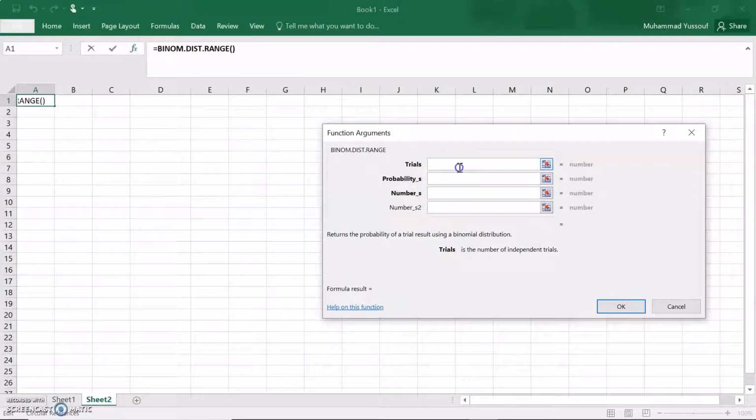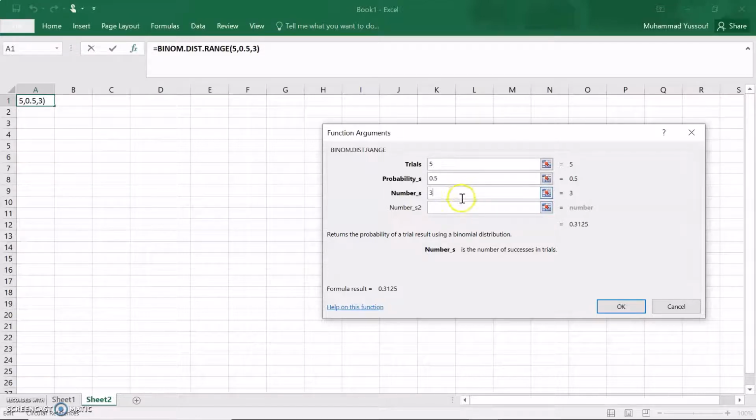It's asking how many trials there are. There were n. It's asking for n, the number of trials, 5. What is the probability of success in each trial? It was 0.5. And it's asking how many times you want to be successful, and this is the x it's asking for, and we want to be successful 3 times, right?